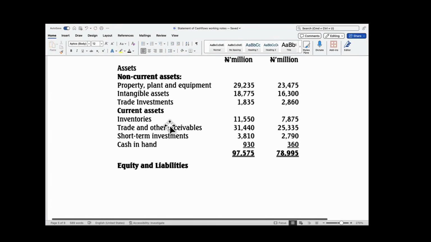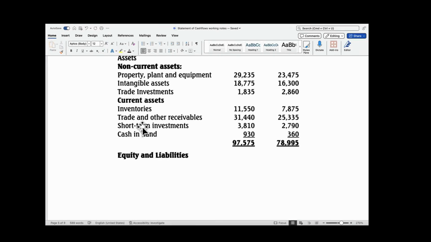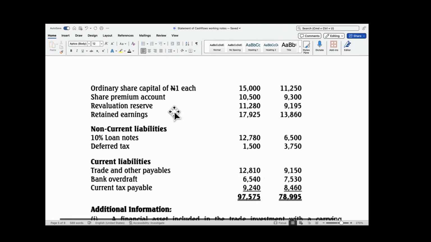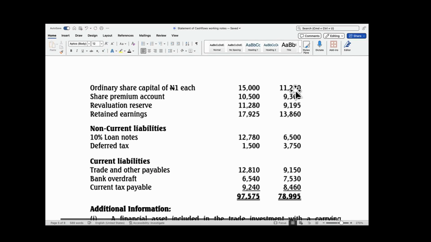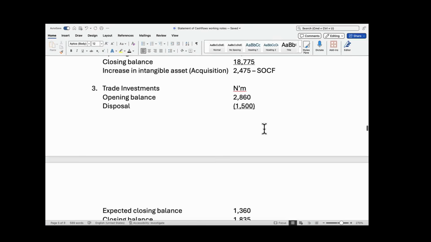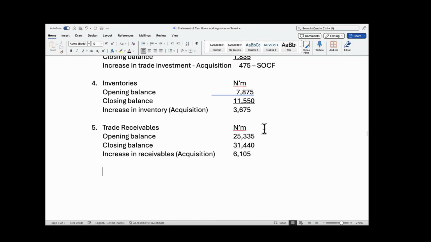Okay, so I'm done with trade receivables. They already told me that this short-term investment is a cash equivalent, so I don't need to look at the movement. And of course, cash in hand is a cash equivalent. Now, let me move to ordinary share capital. So number 6, share capital. The opening balance is 11,250.